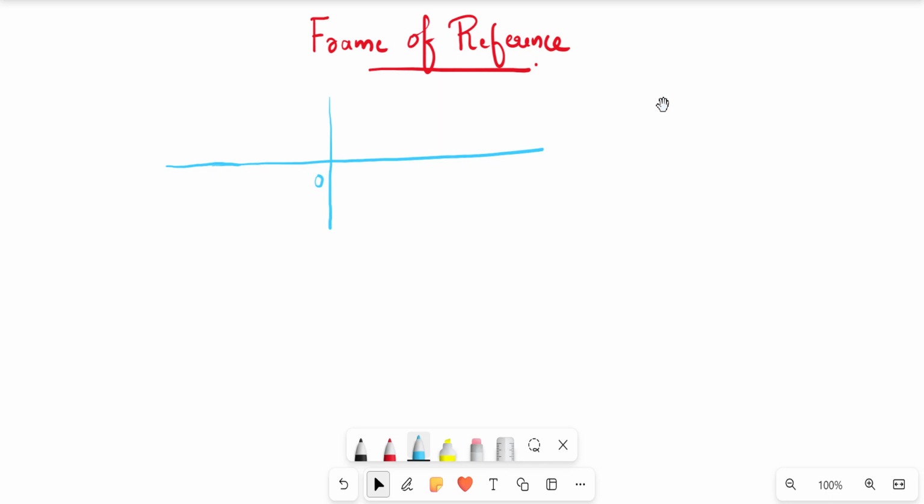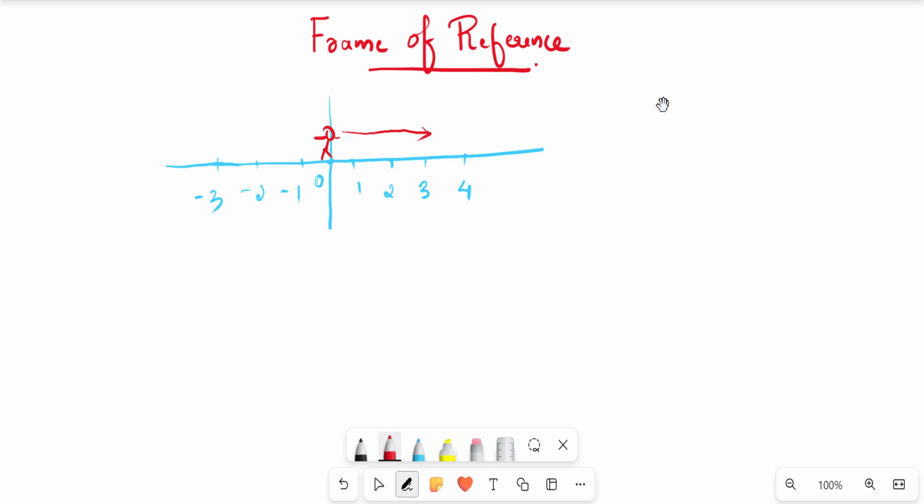So let us see. I'm just taking a number line here. Let this be 1, 2, 3, 4, like that, and let this be -1, -2, -3, like that. I'm taking this number line because I want to study movement in a straight line. Let us assume that a person is standing here at 0, and this person is moving from 0 to 3.